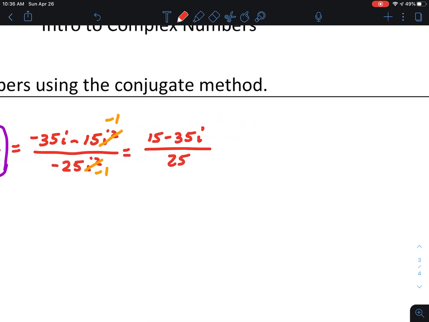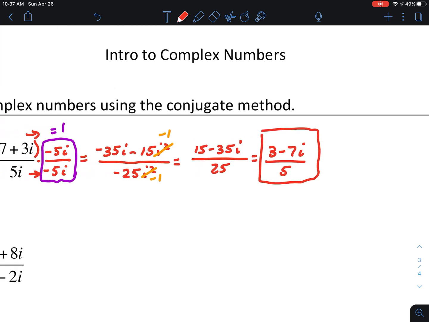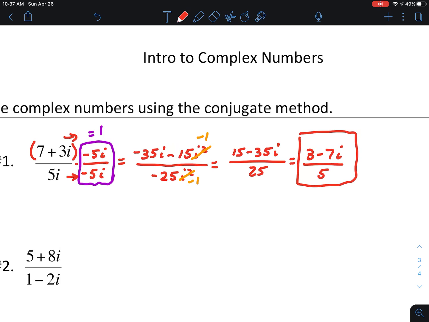If you look closely at this fraction, you'll notice that all of the terms are divisible by 5. So we can actually simplify this just a little bit, right? Like, for example, if we factored out a 5 from the numerator and we canceled common factors in the numerator and denominator, it'd be equivalent to us just basically dividing the top and the bottom by 5. So we get 3 minus 7i all over 5. And this is the simplified form of what we started with, okay? Notice there's no more imaginary numbers in the denominator.